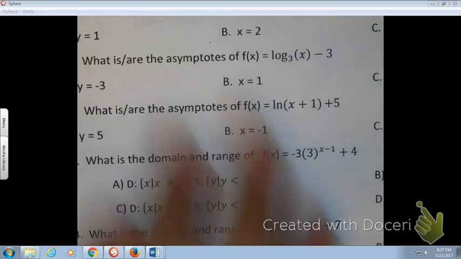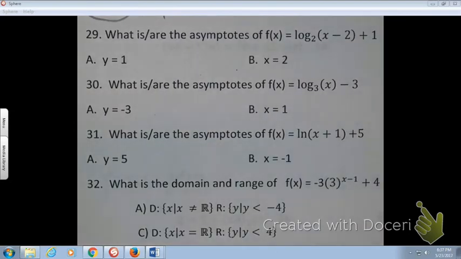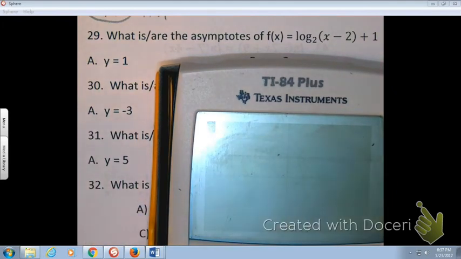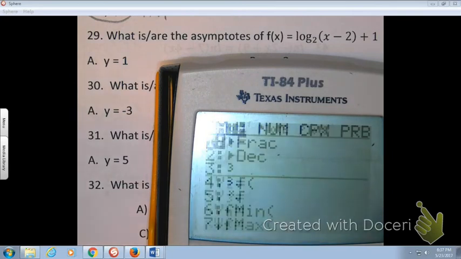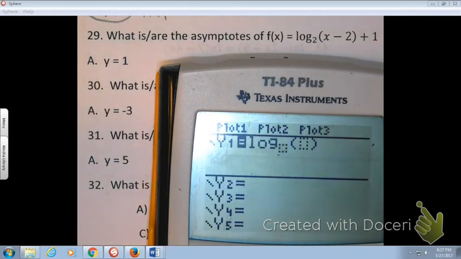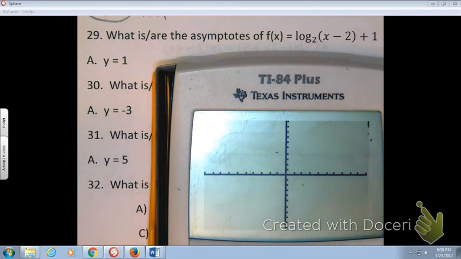For log, we have... Whoa, can't get it in the camera. Let's start with 29. So I'm going to grab that one. And to grab this one, I'm going to go and say math, when y equals, let me erase that. Math all the way up to log base. And then I'm going to put 2 as the base, and x minus 2. And then on the outside of that, plus 1. And we get this.